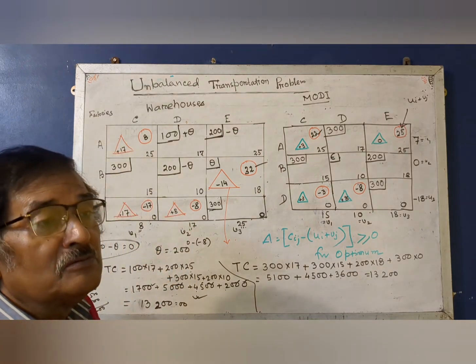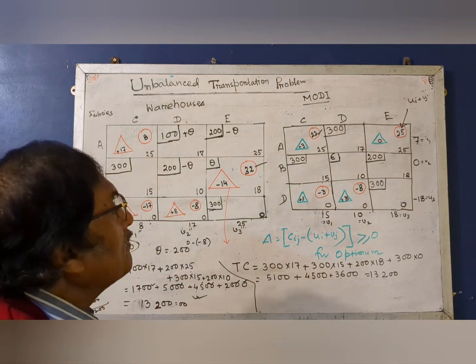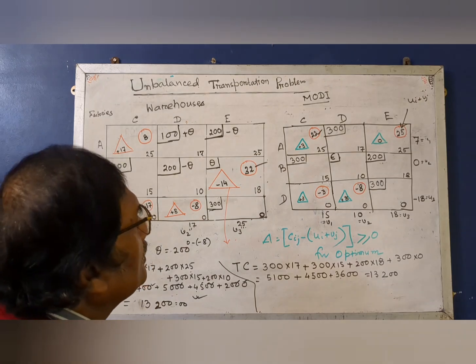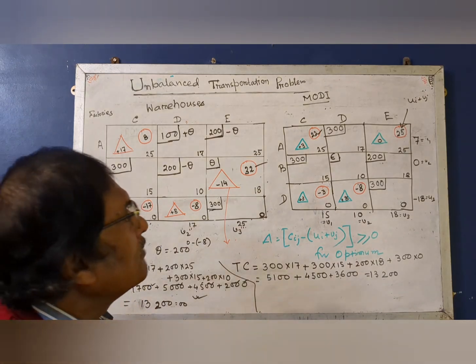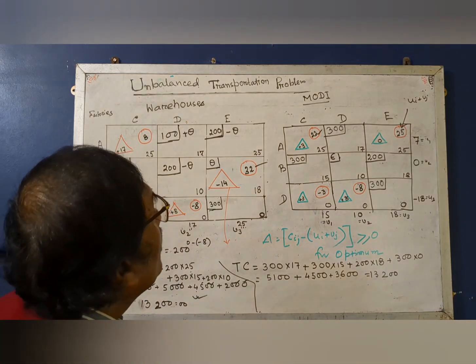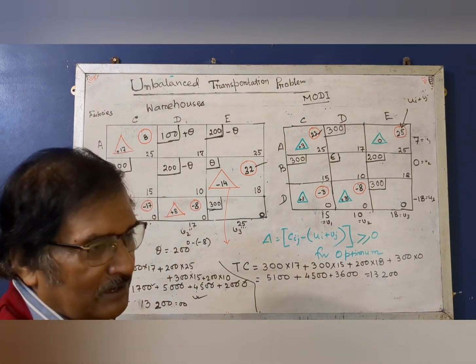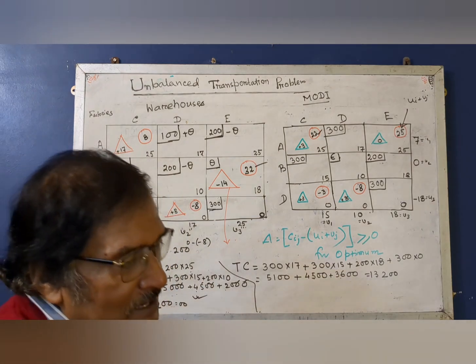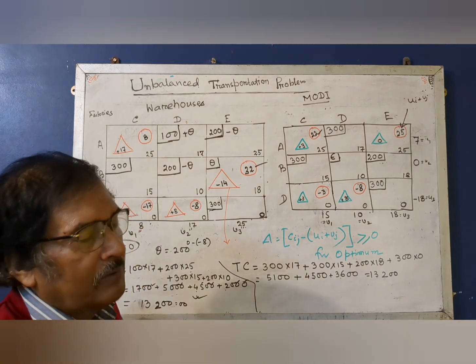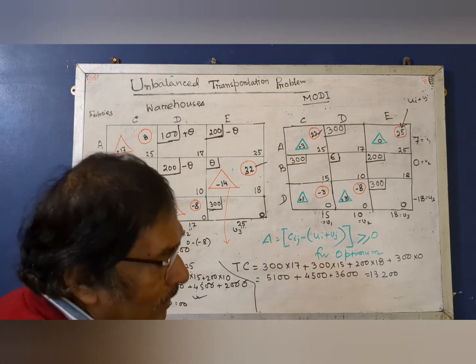Then how do we find the basic feasible solution? First, you will check that it is a balanced problem. If it is not balanced, then by inserting a dummy source or dummy requirement, the problem should be balanced, as I have already discussed. After balancing, you will find the basic feasible solution. And after finding the basic feasible solution, you will move on to the application of MODI.